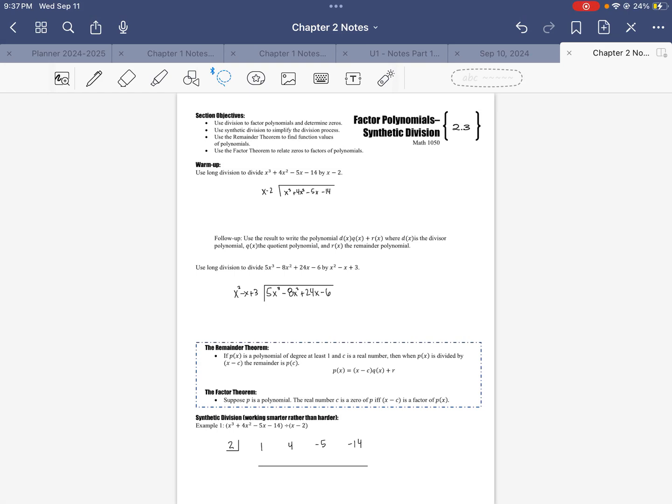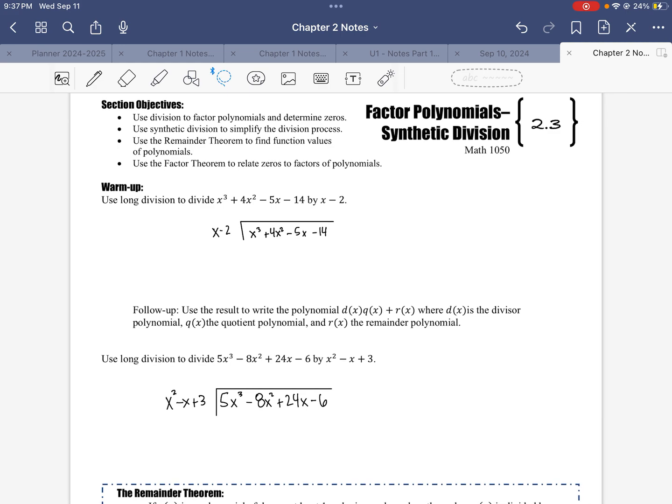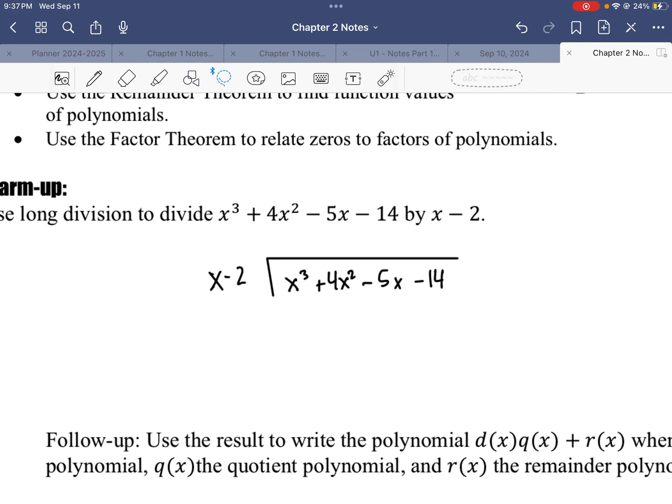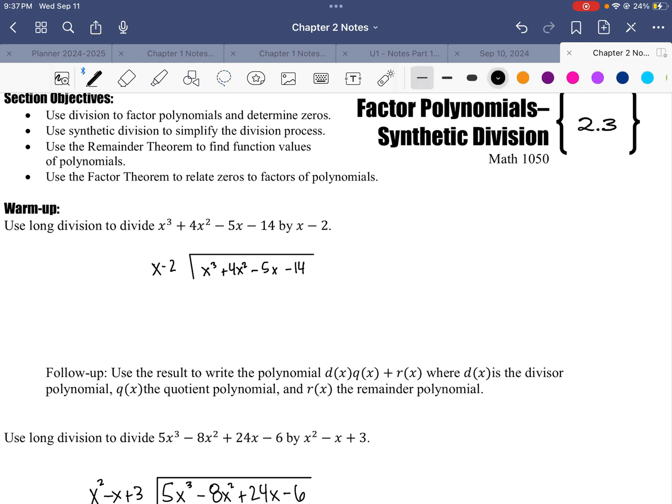2.3 is about factoring polynomials as well as using synthetic division. Before we can jump into synthetic division, we really do need to remember how to use long division. Okay, so let's have a quick refresher.